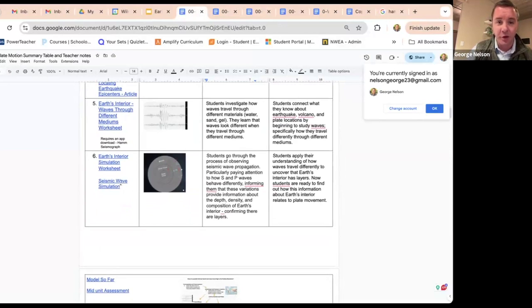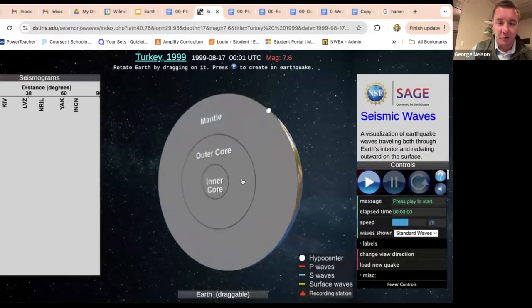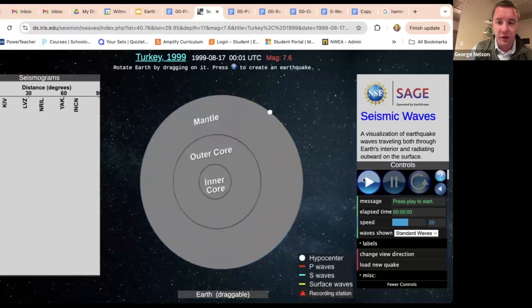So then it leads us into another simulation where we have seismic waves and see how they travel through. We know they look different through different materials. So this is really cool. This is a free sim also, where you click seismic waves, and we have our epicenter here.